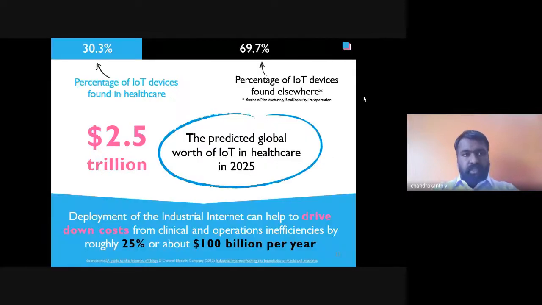So these are some statistics. You can see that the percentage of IoT devices found in medical healthcare is approximately 30%, and elsewhere is 69%. The predicted global worth of IoT in healthcare in 2025 is 2.5 trillion.